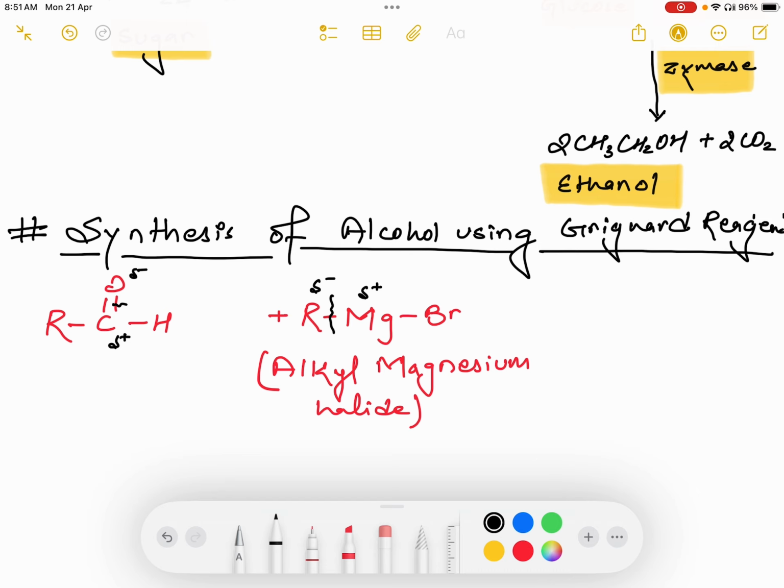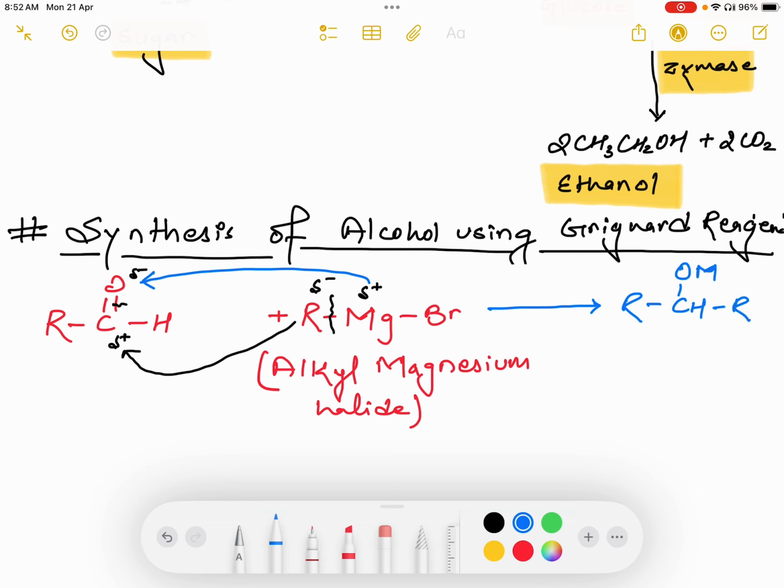So what you can get is this R will directly come and attach with this carbon, and this MgBr group will move and attach to this oxygen. Sorry, for this we don't need dry ether. So what there will be is R, C, H. On the C we have the attachment of another R, and on the O there is an attachment of MgBr group.